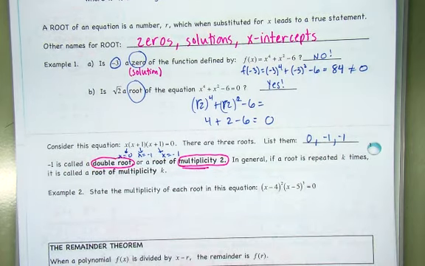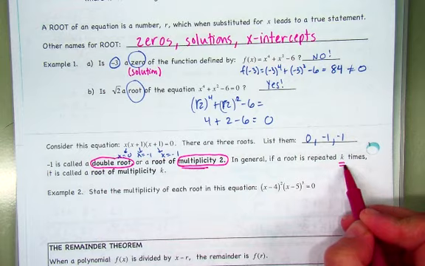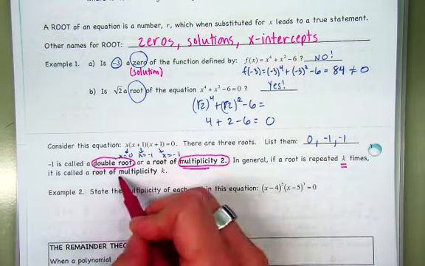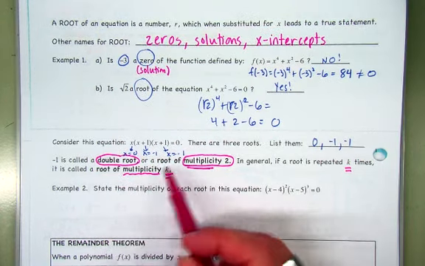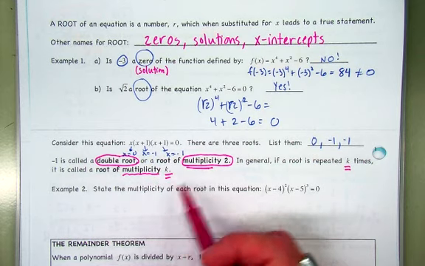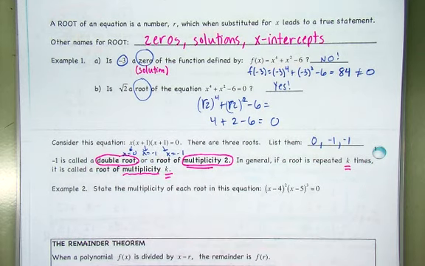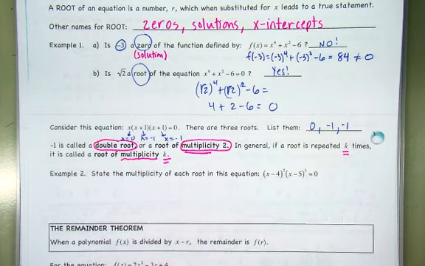So this word multiplicity, you're going to hear a little bit this section. If a root is repeated k times, we say that it has a multiplicity of k, right? So if it's like something to the 3rd power, with me? If it's repeated a certain number of times, we call that its multiplicity, okay? So multiplicity of 3, multiplicity of whatever. So state the multiplicity of each root. So what's this first root?